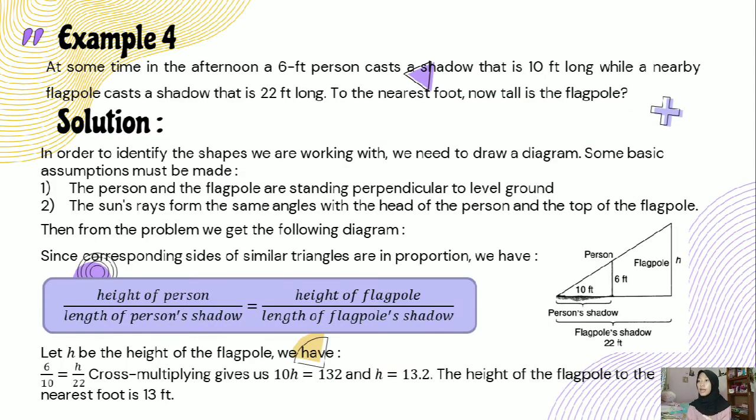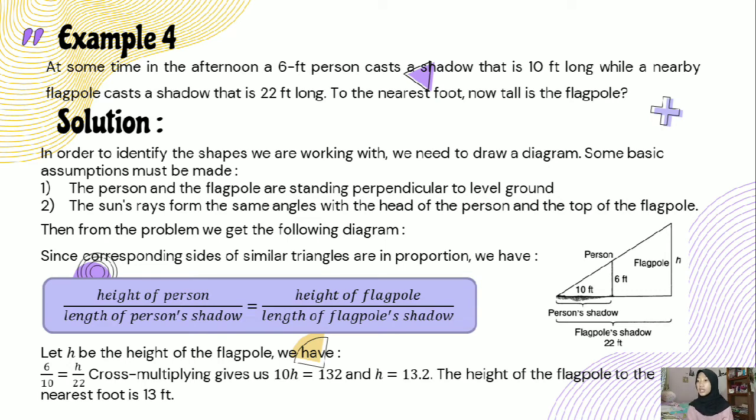Example 4. At the same time in the afternoon, a 6-foot person casts a shadow that is 10 feet long, while a nearby flagpole casts a shadow that is 22 feet long. To the nearest foot, how tall is the flagpole?